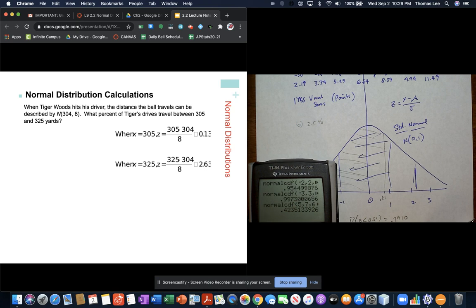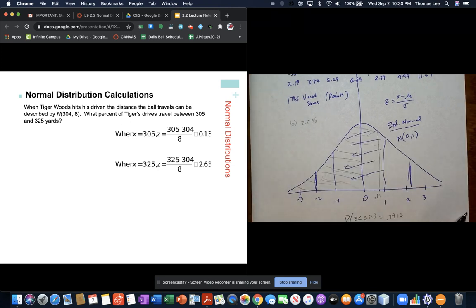All right. When Tiger Woods hits his driver, the distance the ball travels can be described by a normal distribution with mean 304, standard deviation 8. This was from many years ago, because now when Tiger hits his driver, his normal distribution parameters are probably about 340 instead of 304. All right, let's do some calculations. What percent of Tiger's drives travel between 305 and 325?